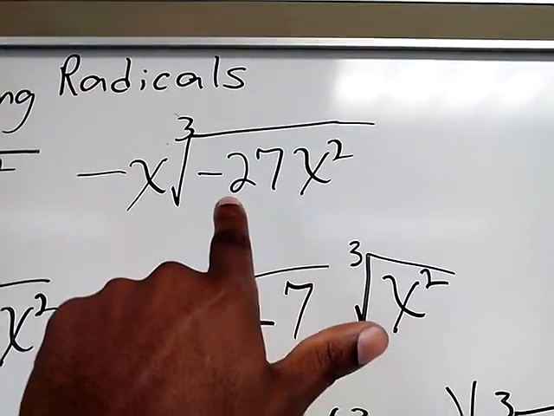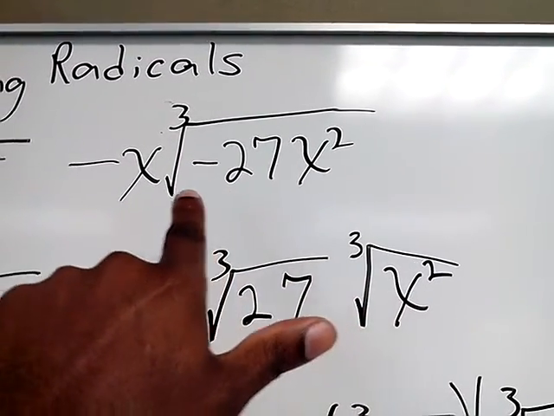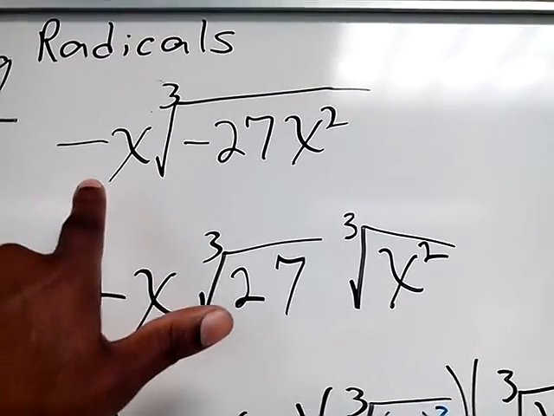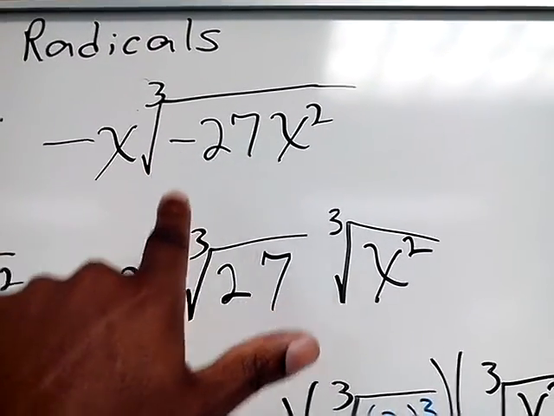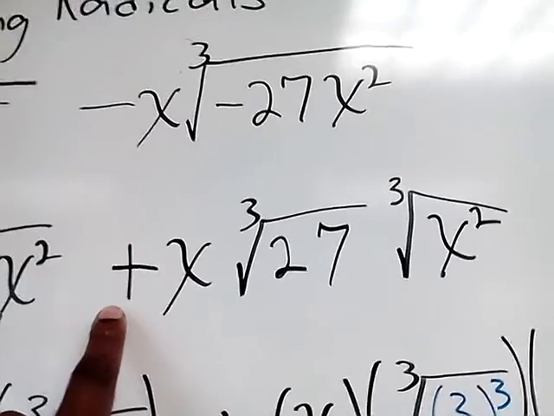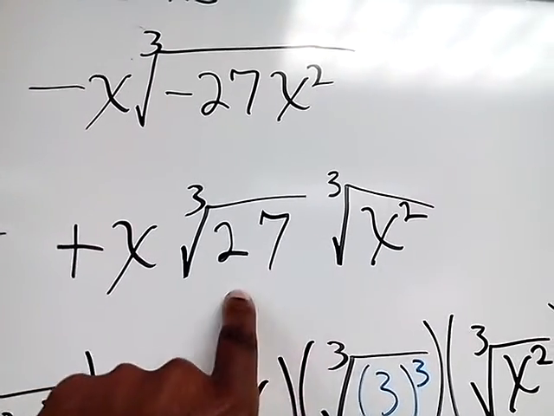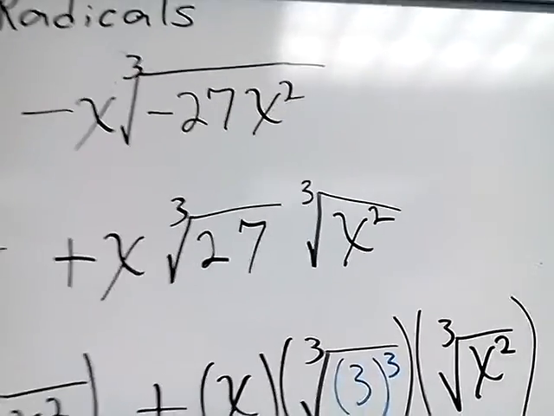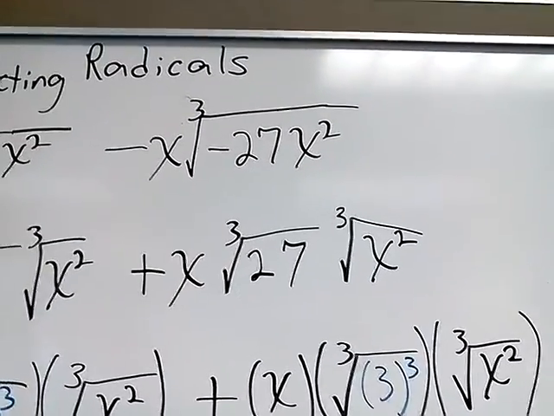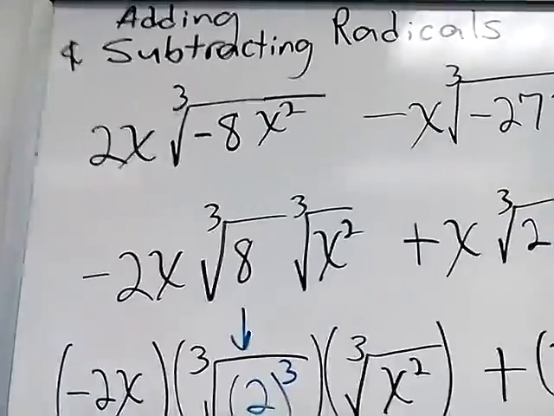Same thing over here, negative 27, we have a third root, so we're going to extract that negative. We already have a minus sign here, so when we extract that negative, it becomes a double negative, which turns into a positive, and then rewriting those terms in their own radical.